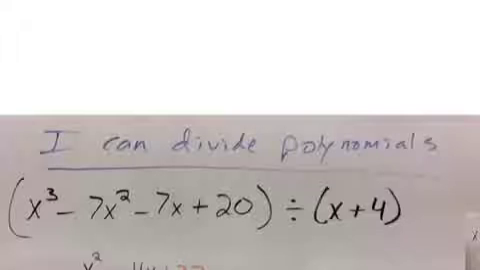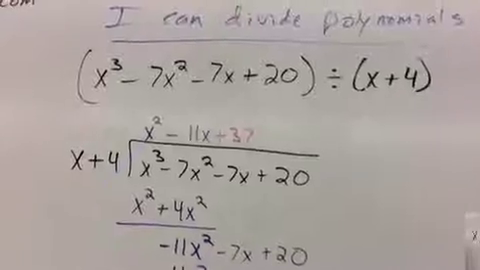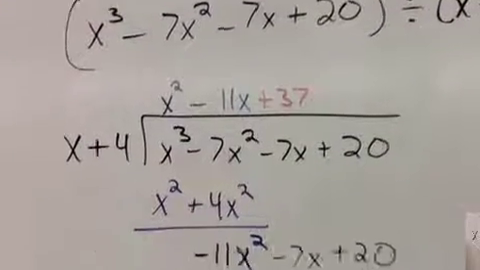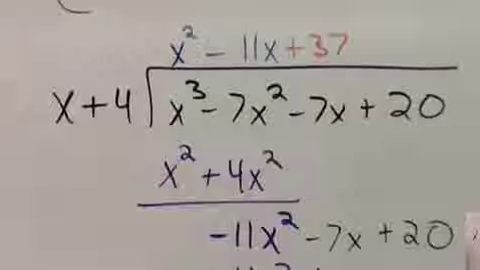Our example is x cubed minus 7x squared minus 7x plus 20 divided by x plus 4. Let's talk this out: how to do it, how to solve it, how to make it happen. I have already written it out in the form that we need to do the division, and I'm going to talk us through it. I've basically already done the problem.